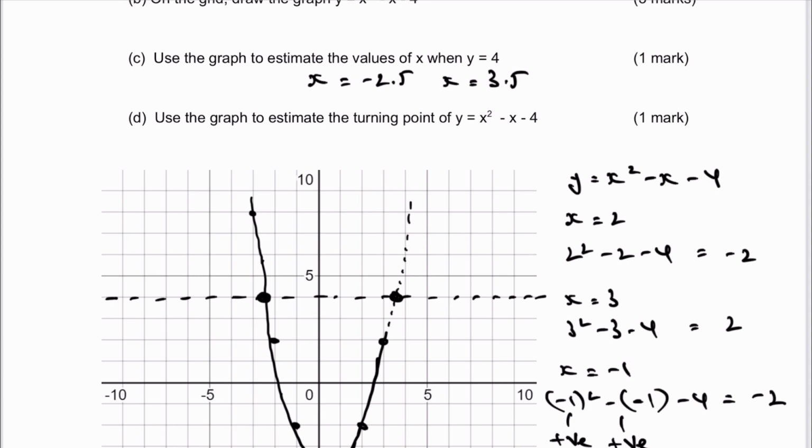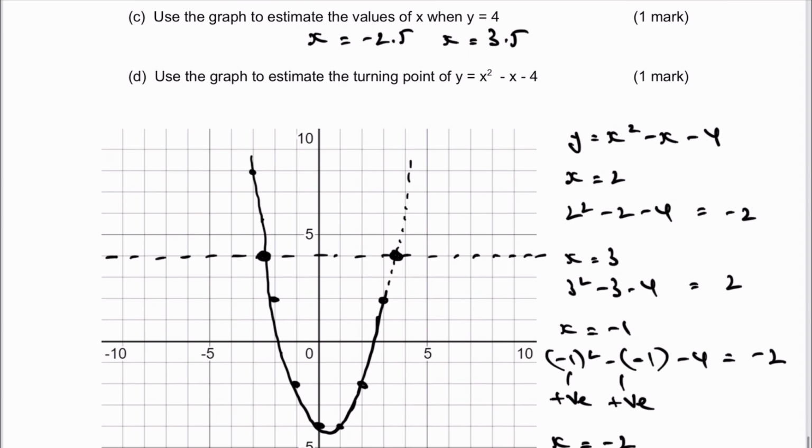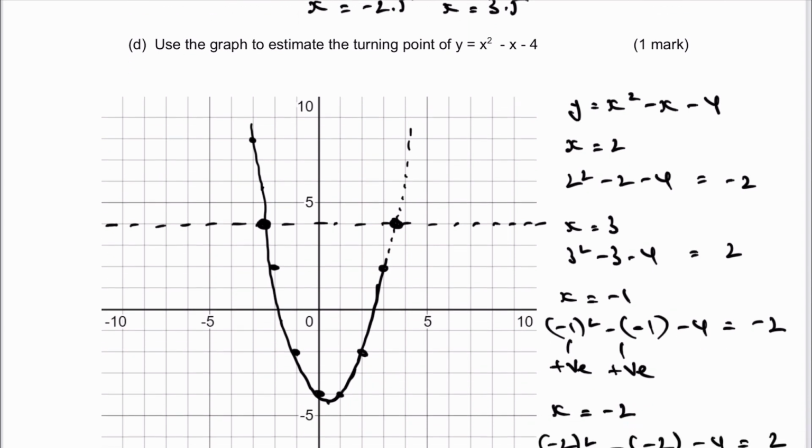Okay, and then the final little bit of it says use the graph to estimate the turning point. Well, the turning point is the lowest point of the graph. It's actually this one here. Now you have to remember that really what we're doing is it is a quadratic, so it's got a nice curve to it. So what you don't want at the bottom of a quadratic is a flat line. It would always have a curve. Okay, so if I take the coordinates of that, it's going to be 0.5 and also -4.5, and that's this point at the very bottom of the graph there.